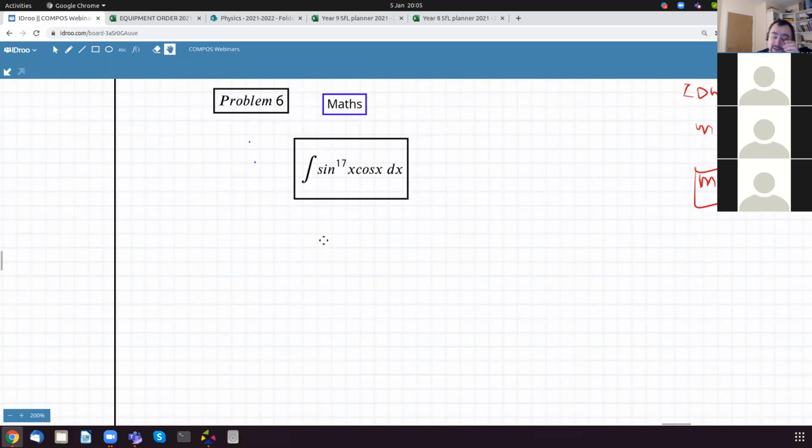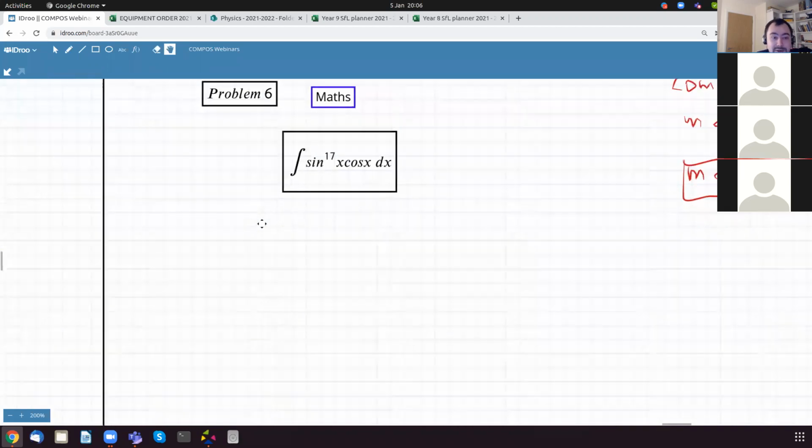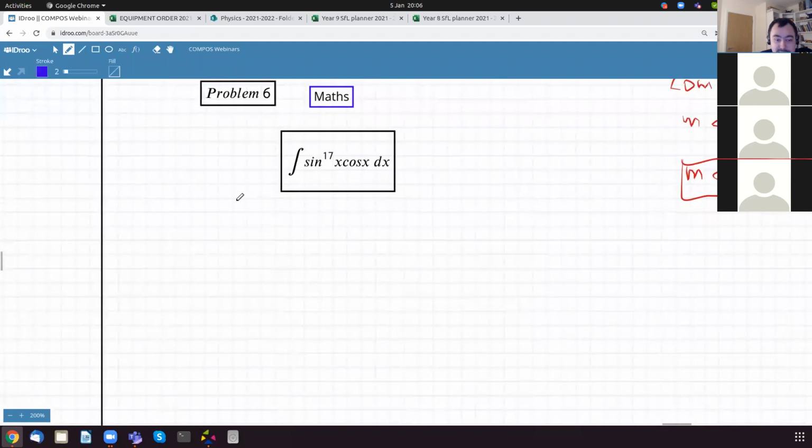Here, because you can notice that cosine is the derivative of sine, it is a substitution. Of course, there are multiple rules of integration, but it all comes down to experience with integration. What makes a good mathematician is the ability to integrate.